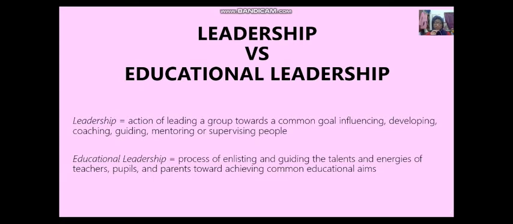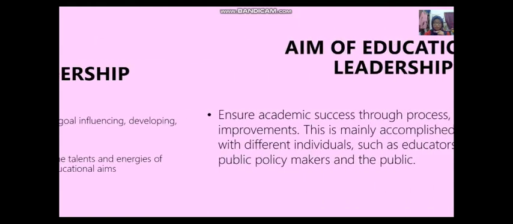Okay. Educational leadership, on the other hand, is a process of enlisting and guiding the talent and energy of teachers, pupils, and parents toward achieving a common educational aim. For example, if a school wants to produce students that are balanced in sports and also academics, the teacher will discover the students' talents. For example, the teacher will approach the student and also take an examination for the students. So these are educational leadership.